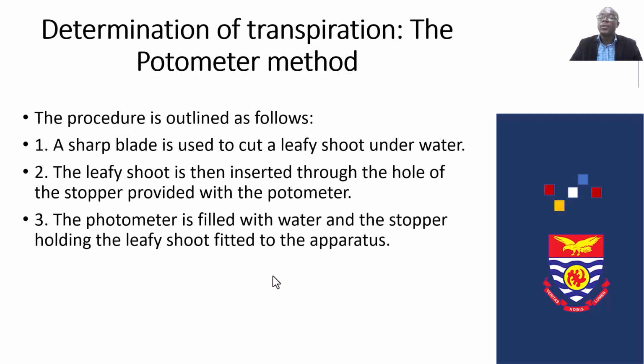The procedure is outlined as follows. A sharp blade is used to cut a leafy shoot underwater. The leafy shoot is then inserted through the hole of the stopper provided with the potometer. The potometer is filled with water and the stopper holding the leafy shoot fitted to the apparatus as displayed in your textbook.